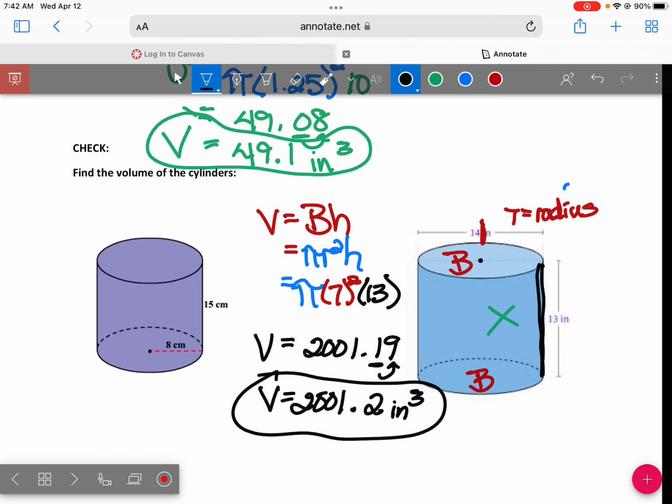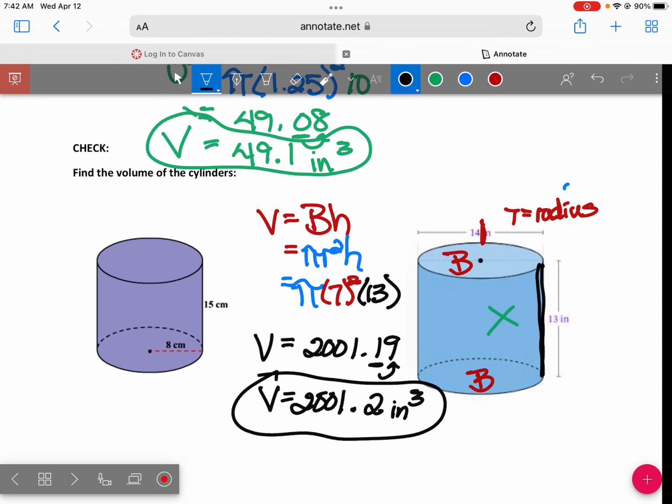Any question on how to find the volume of a cylinder? Volume of a soup can? Volume of a Pringles can? All right, let's go to the next page.